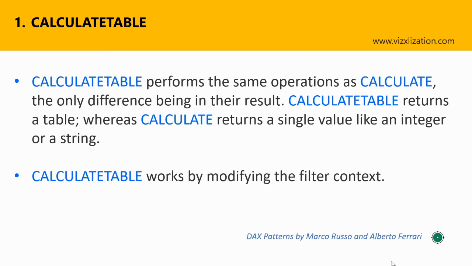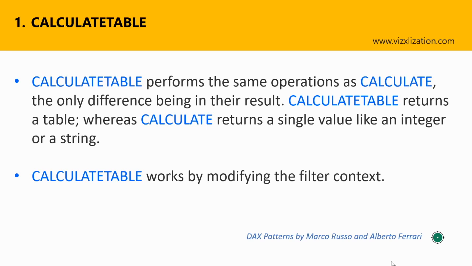CALCULATETABLE performs the same operations as CALCULATE, the only difference being in the result. CALCULATETABLE returns a table, whereas CALCULATE returns a single value like an integer or a string. The second point here, CALCULATETABLE works by modifying the filter context.